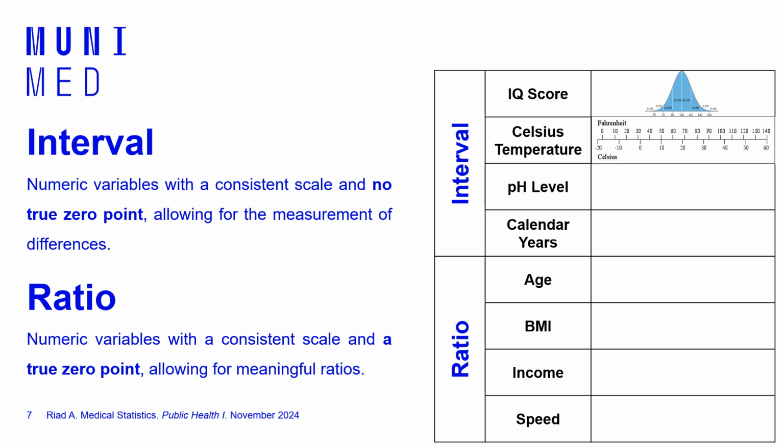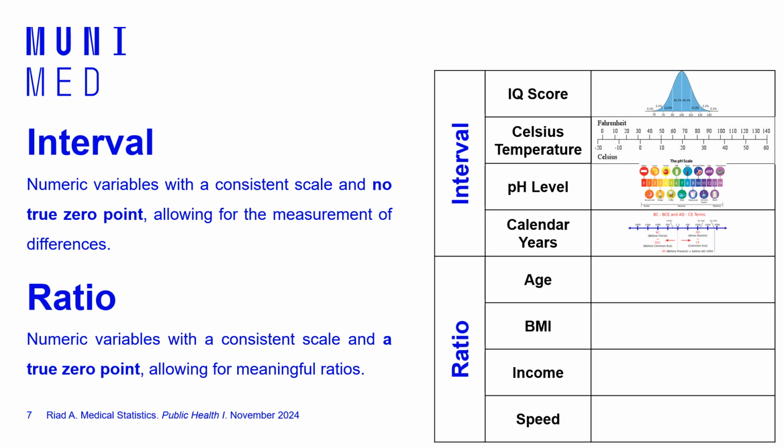The same for the pH level, because when you have a 0 pH of any solution or any material, it means that this material is extremely acidic. This doesn't mean that it doesn't have pH, it means that the type of the solution is extremely acidic.